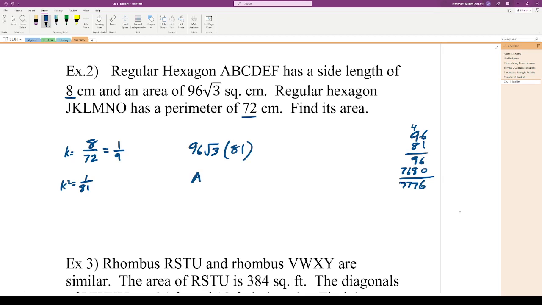So my area, and it's a precise area, equals 7776 root 3 square centimeters. So way, way bigger than the original. Our scale factor was about 10 to 1, right? We went almost 10 times as big, but our area went more like 100 times as big because that scale factor got applied twice.